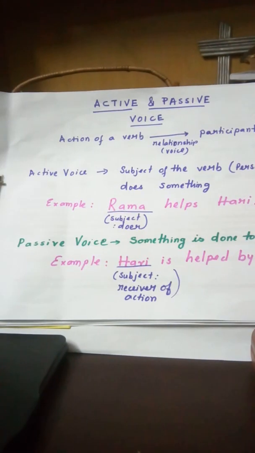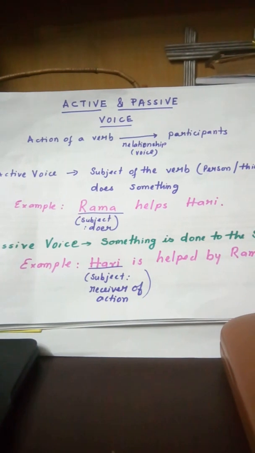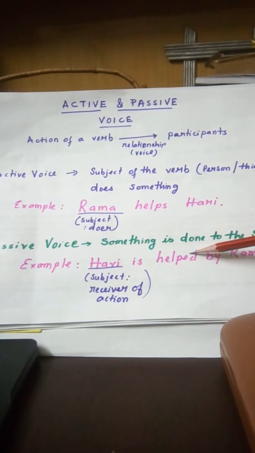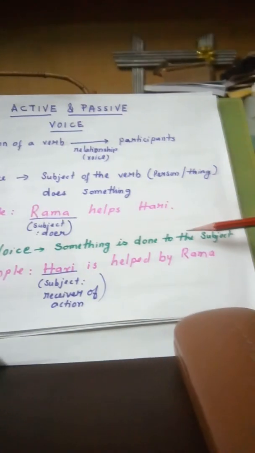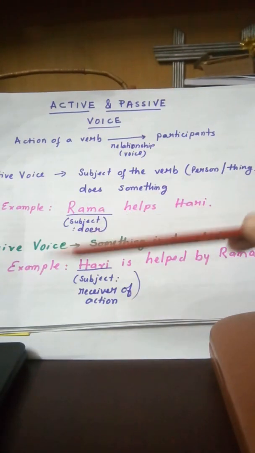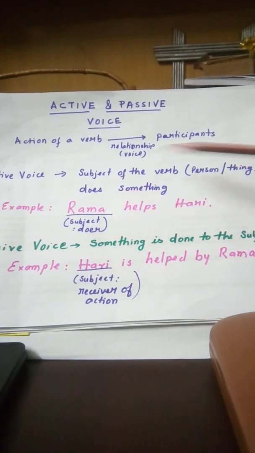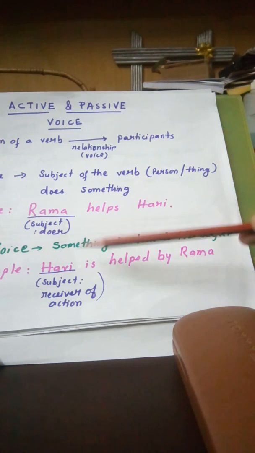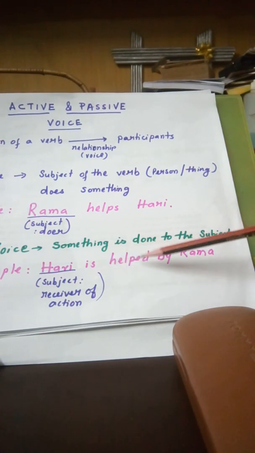Okay, now what is passive voice? So passive voice is just the opposite. It is when something is done to the subject. Here the subject does not do anything, something is done to it. Take this example. I have written this sentence only in passive voice. Here, Hari is helped by Rama.